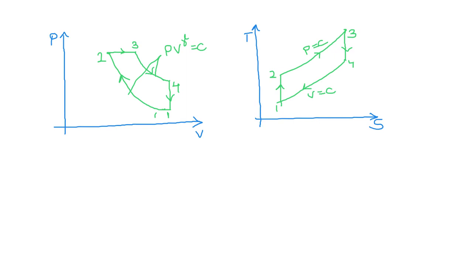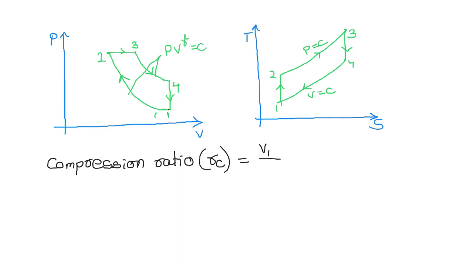Now let us consider some important ratios. The first one is the compression ratio. Compression ratio rc is the volume at the beginning of compression over the volume at the end of compression. So compression is taking place from process 1 to 2. Therefore, the volume at the beginning of compression is V1 and the volume at the end of compression is V2. So the compression ratio is V1 by V2.